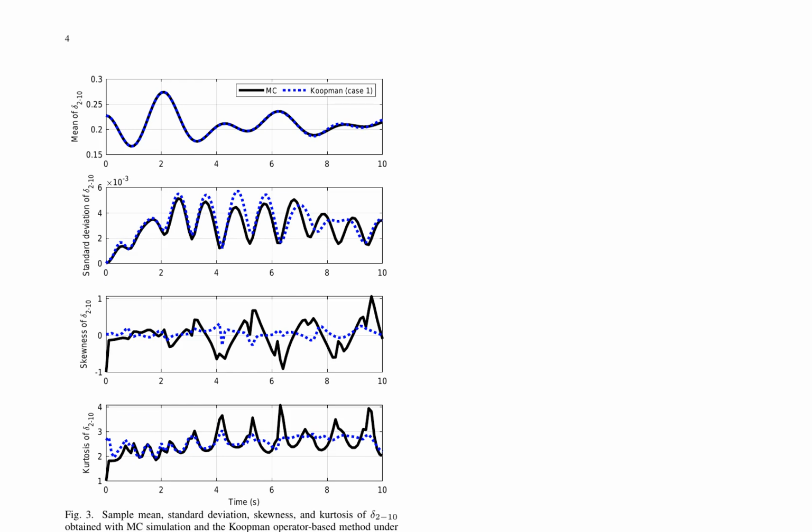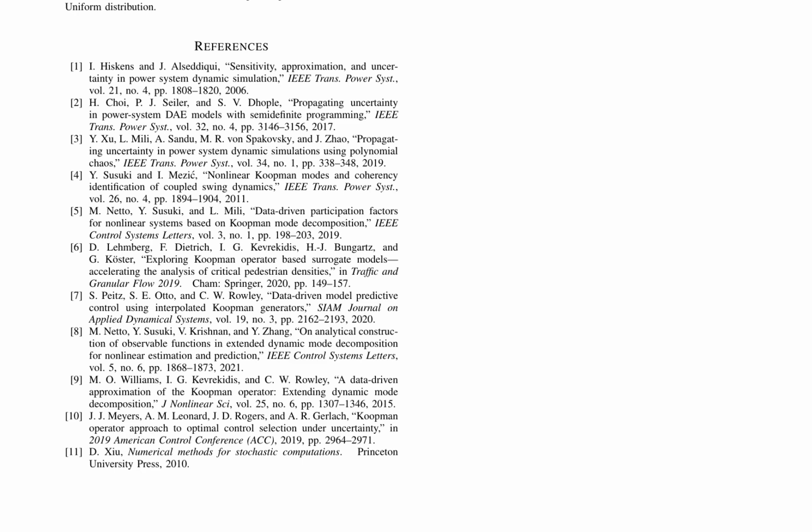They compare the mean, standard deviation, skewness, and kurtosis of the output variables obtained using the Koopman operator-based method and MC simulation under a uniform distribution. The results show that the Koopman operator-based method accurately captures the statistical properties of the output variables, with a high degree of agreement between the two methods.